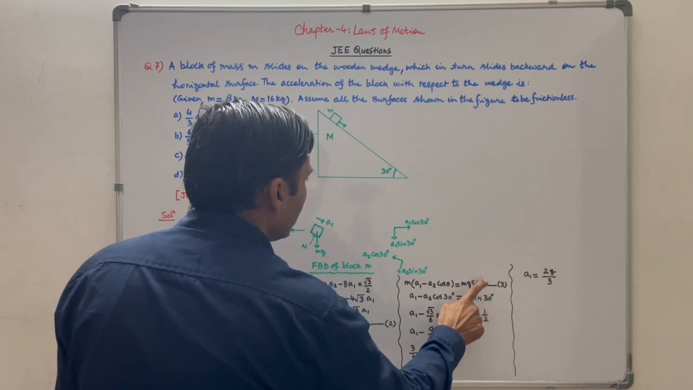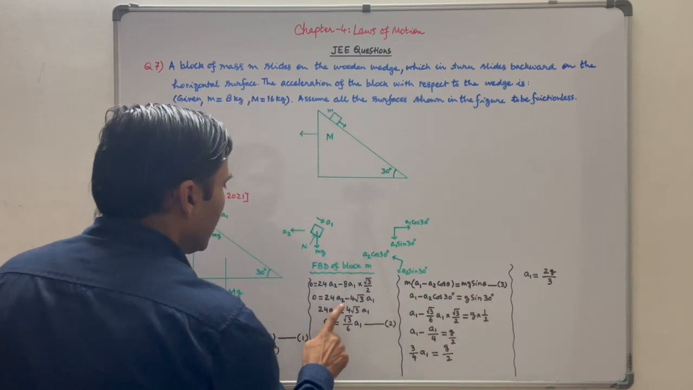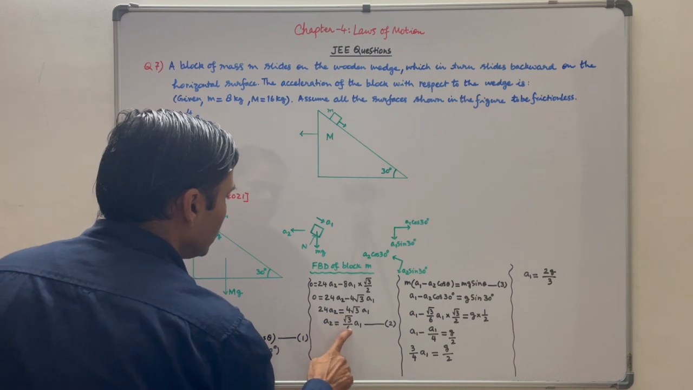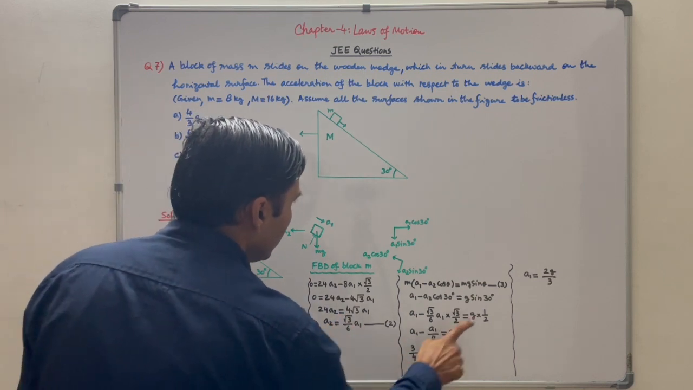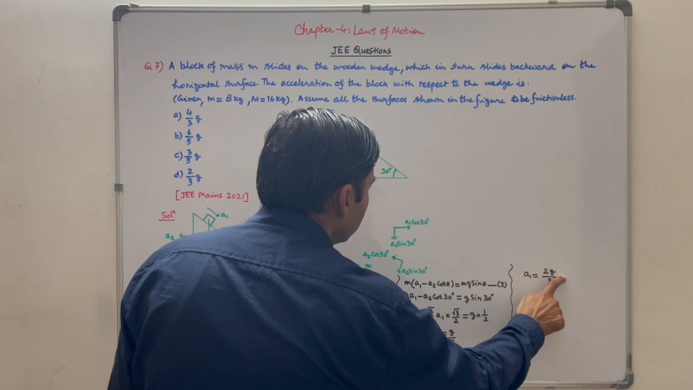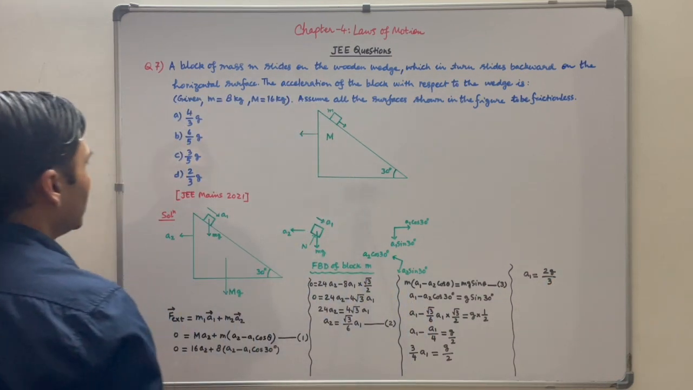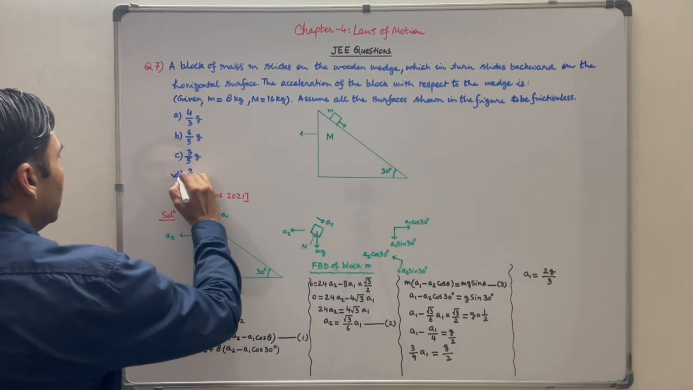Now put the values of theta as 30 degrees and A2 is equal to root 3 by 6 A1. We get the value of A1 as 2g by 3. This is our answer. So the correct option is option D.